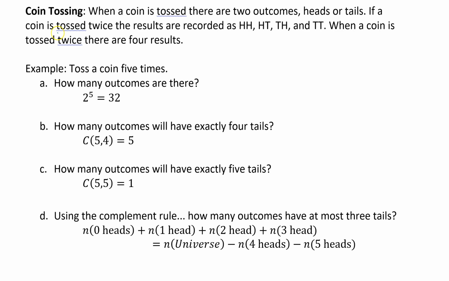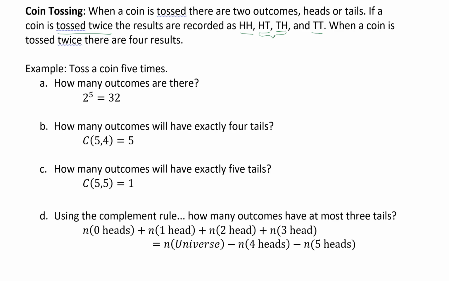So now let's take a look at if a coin is tossed twice. If a coin is tossed twice, the results could be two heads, a head and a tail, or a tail and a head, or a tail and a tail. We'll distinguish between whether a head or a tail occurs first. Those are two different outcomes. So when we toss a coin twice, there are altogether 4 different results.